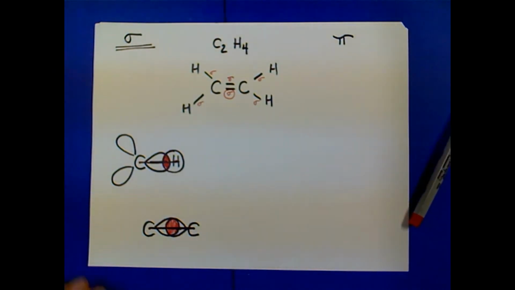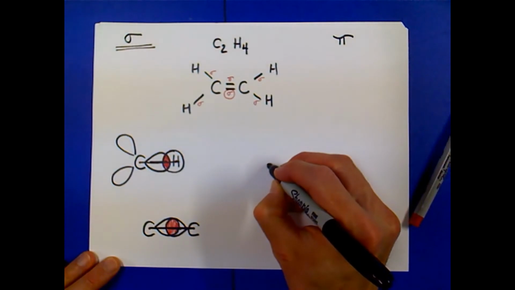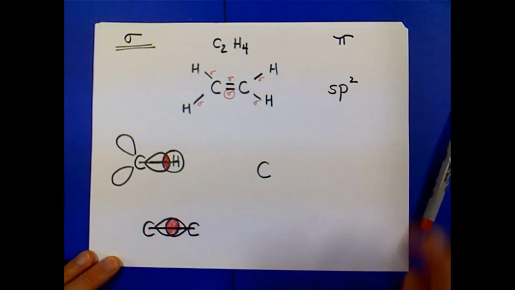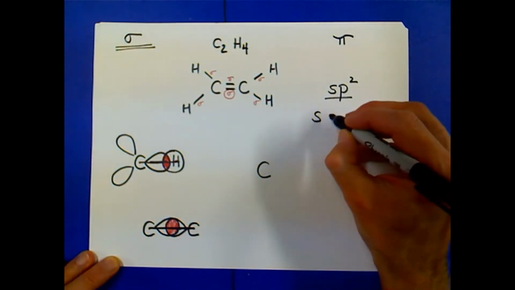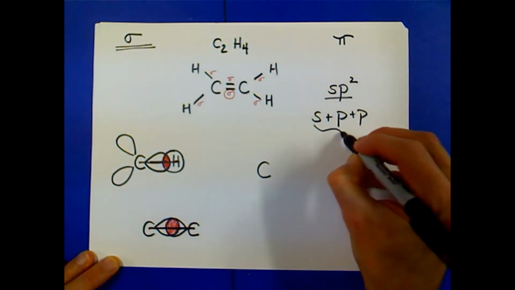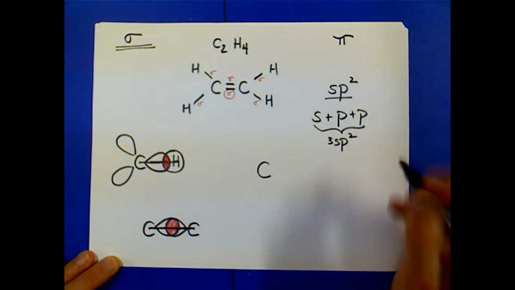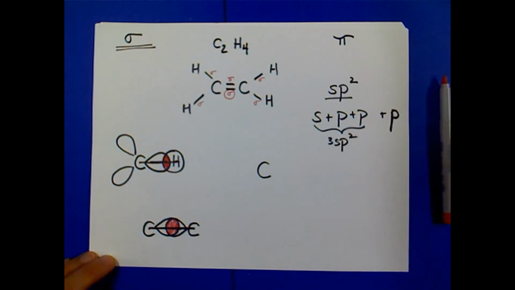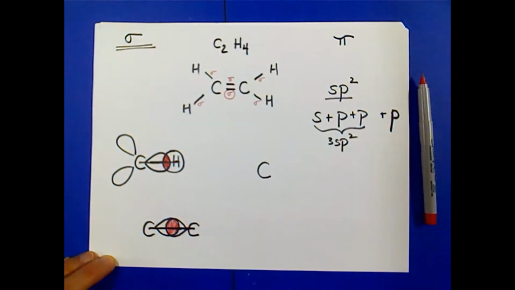Now, what's the deal with the second bond, the pi bond? Well, in this case, we have to remember that each of these two carbons is an sp2 hybridized carbon, which is formed from the overlap of an s orbital and two p orbitals. So that's going to form three sp2 hybrids. But there's also another p orbital that is unhybridized and left over, and that sticks up and down out of the plane of the paper the way this is drawn, like this.